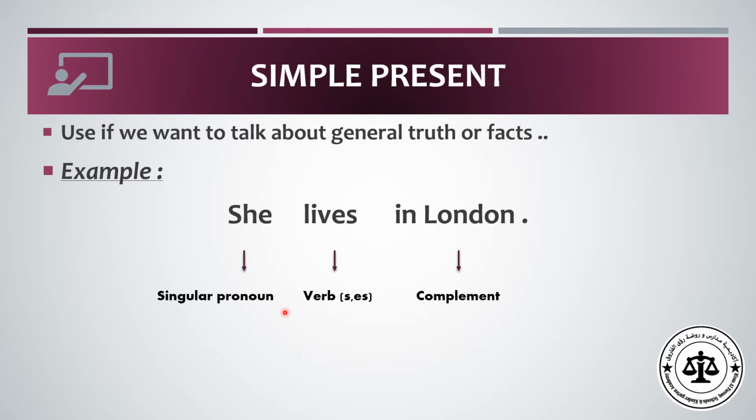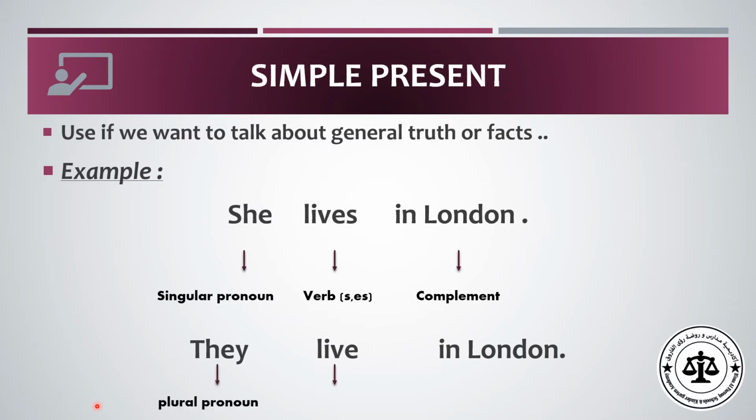If we have a plural pronoun, we use the infinitive verb, like what? They live in London. They is the plural pronoun, so we have to use the infinitive verb and complement. So this is the form of simple present in the affirmative sentences بالجمل المثبتة. Now this form is used in the zero conditional structure. How? Let's start talking about the zero conditional.